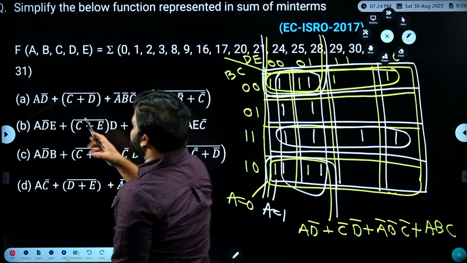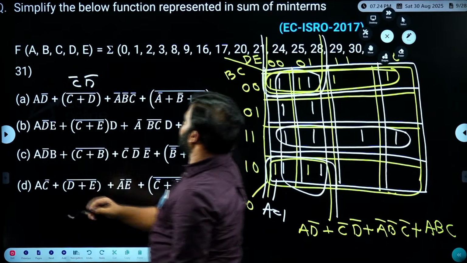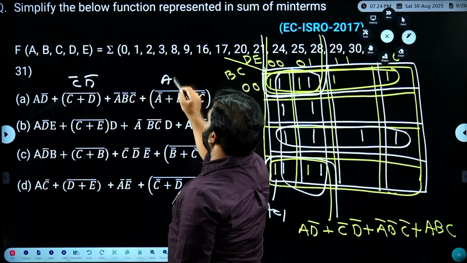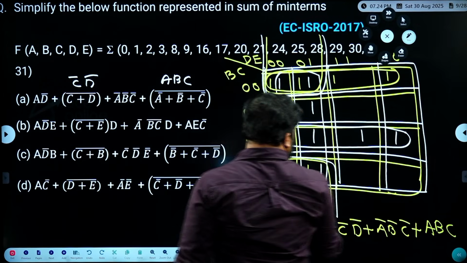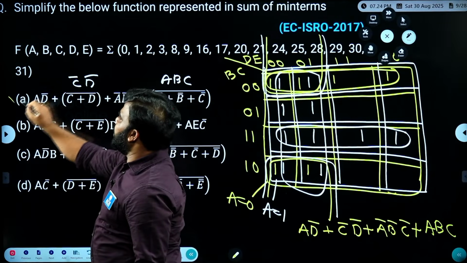So if you are observing this, A D bar, it is C bar D bar, which is C plus D whole bar, then A bar B bar C bar, where A bar B bar C bar is A plus B plus C whole bar, and A B C. So the correct answer for the given question is option A.